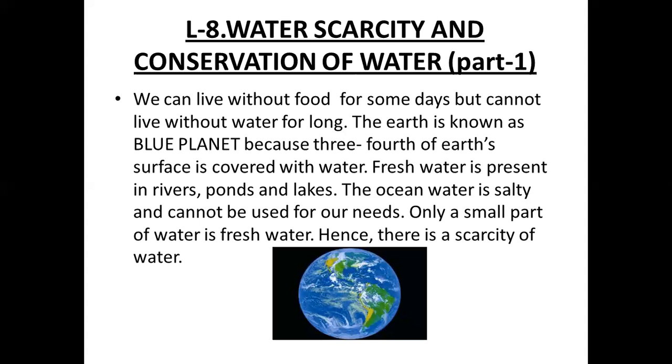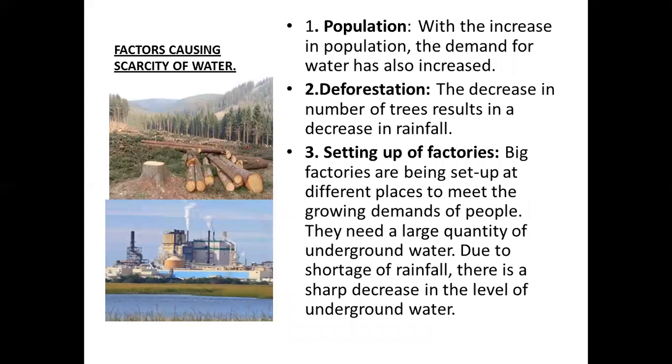Now, let us see some of the factors causing scarcity or shortage of water. The first one is population. With the increase in population, the demand for water has also increased. More people need more water, but the supply is not increasing. Hence, the amount of water available for each person is decreasing. The second one is deforestation. Deforestation means cutting down trees.